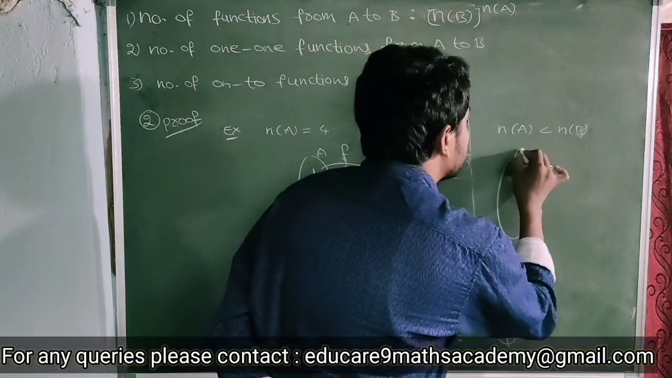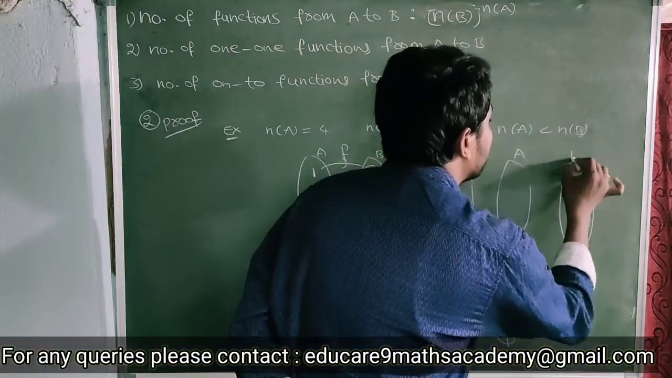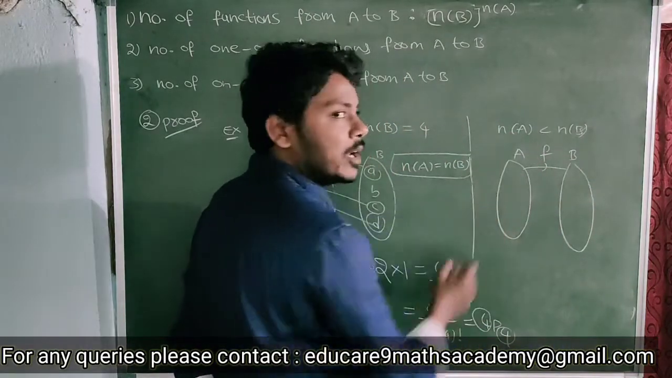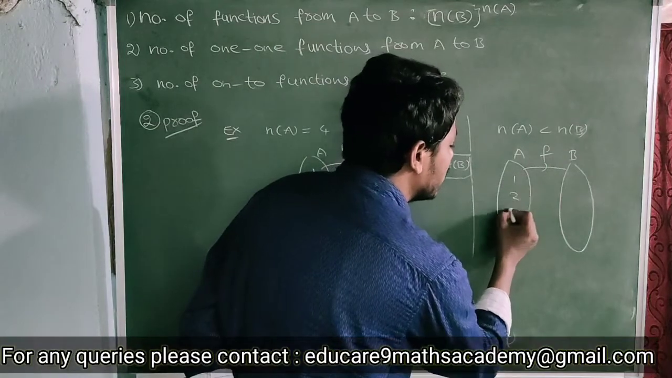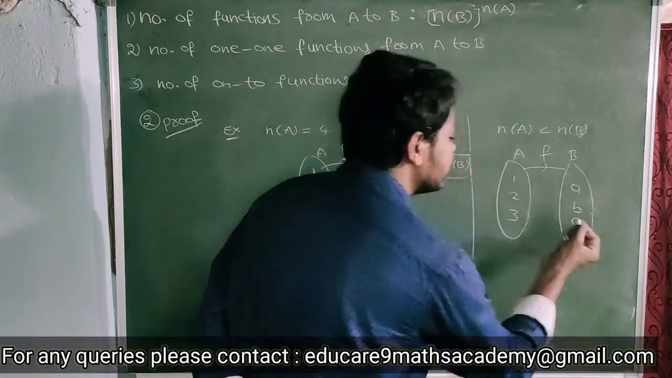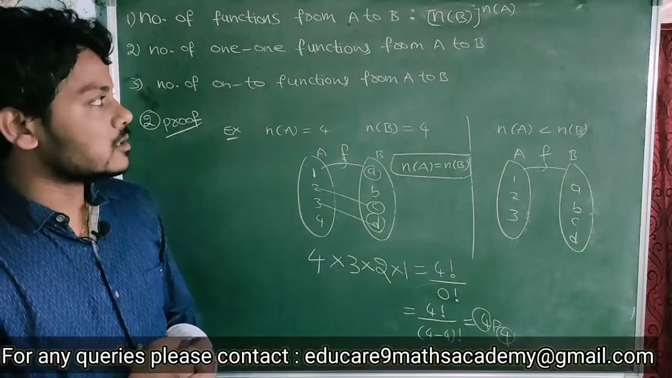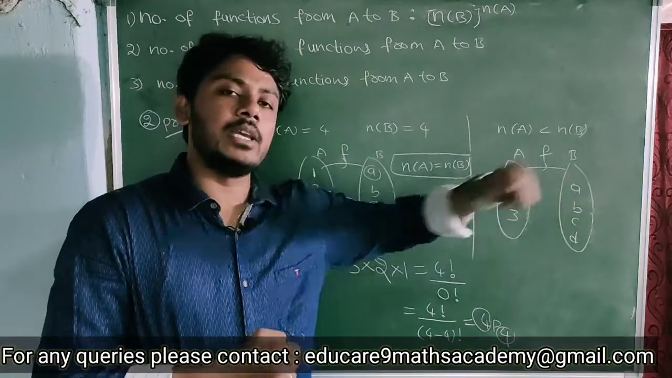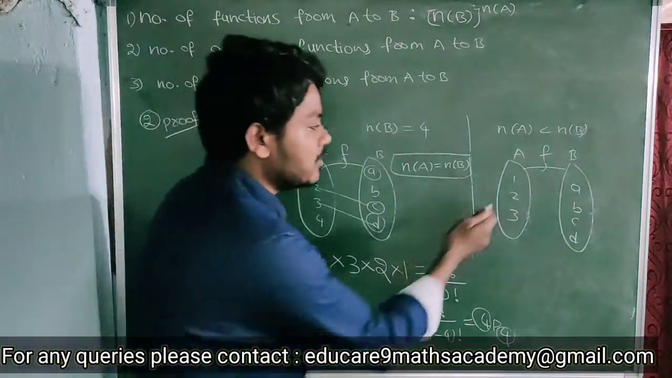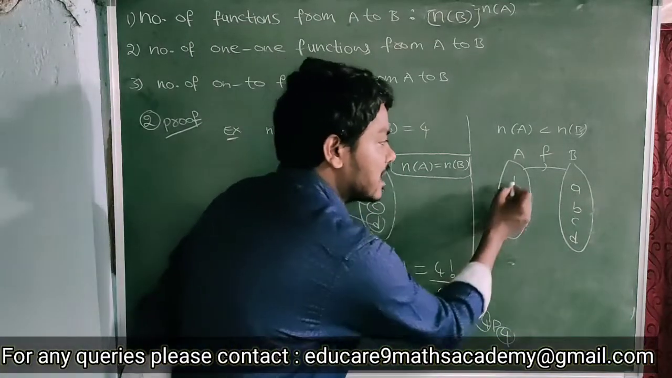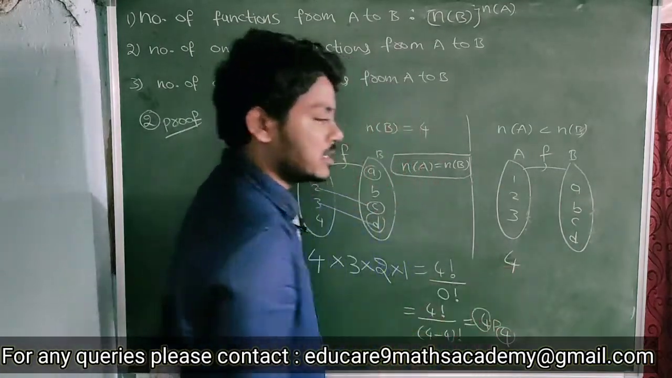See here, these are two non-empty sets, and there exists a relation F. For example, set A is 1, 2, 3 and set B is A, B, C, D. So for a one-one function, different elements in A have different images in B. See here, 1 is mapped to either A or B or C or D. So clearly the chances of 1 is 4 chances.